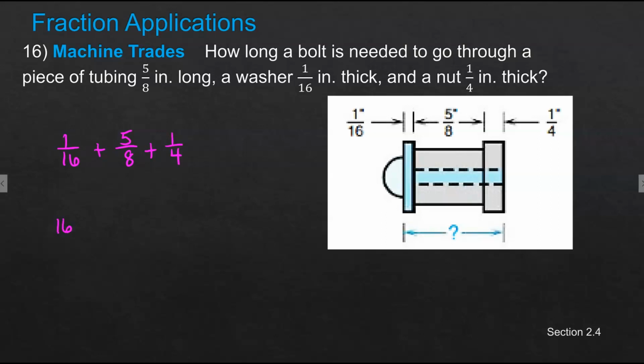Now we need to write them each with a denominator of 16. So on this one, we're going to multiply it by 2 over 2. So that will be 10/16. We're going to multiply this by 4 over 4. So that will be 4/16. And then we simply add them together, right? So 1 plus 10 is 11 plus 4, and that's 15/16 of an inch. All right, so we got almost to 1 inch with that total.